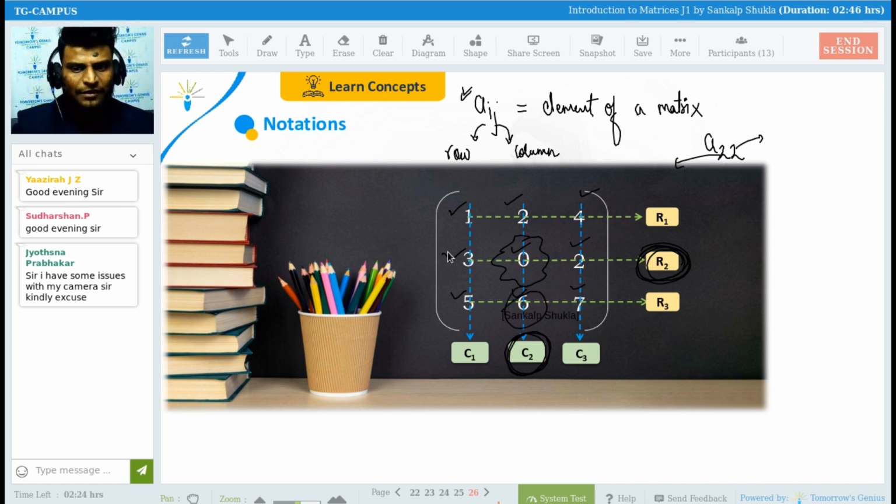Now suppose I have 6. First I have to write its row. So the row is 3, so I'll write 3. And then its column. So the column is 2. So A32. Everybody is replying very fast. So A32, A22. Good. Now suppose I ask what is A23? A23 is 2. So we'll not be wasting our time on this discussion, because I am sure that everybody knows this.